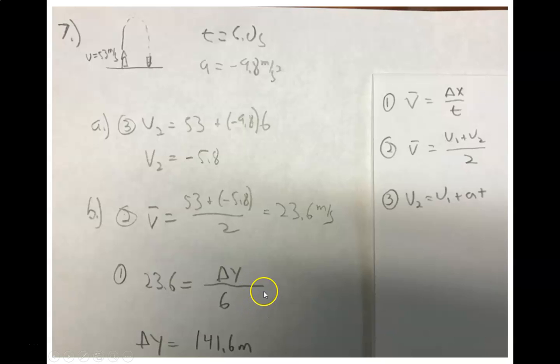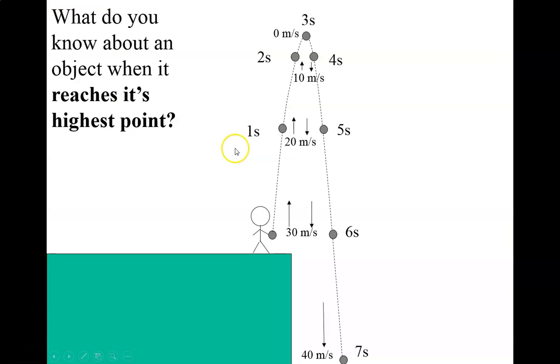So very similar problem to what we did previously, just a little bit longer time so that it was on the way down. In the previous problem, we caught it on the way up. On this problem, we caught it on the way down.